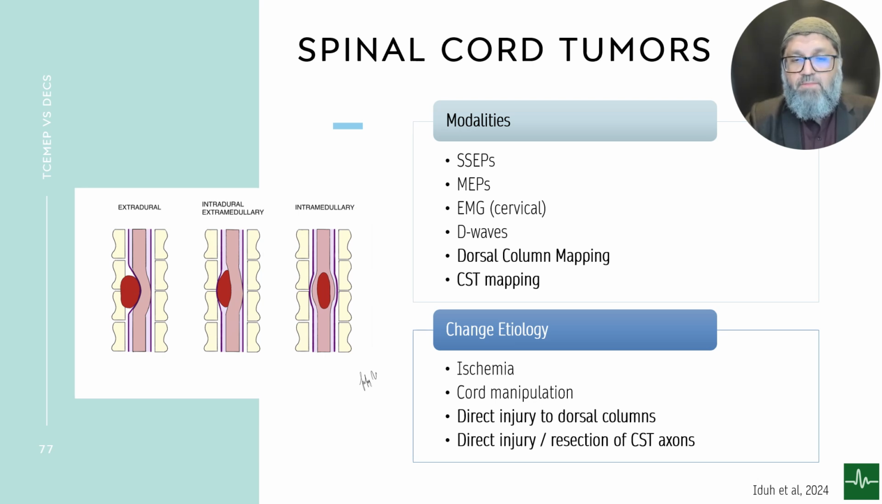Changes can have different etiologies: ischemia can cause changes, cord manipulation can cause changes in the signal, direct injury to the dorsal column can make some changes, and direct injury or resection of the corticospinal tract can also result in changes. So we have to be aware of those.